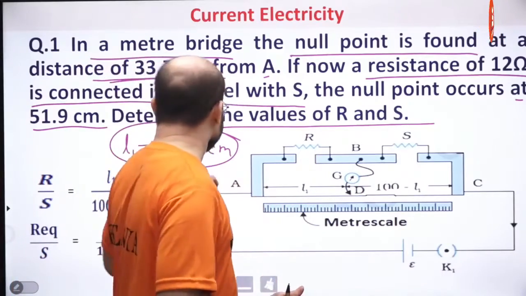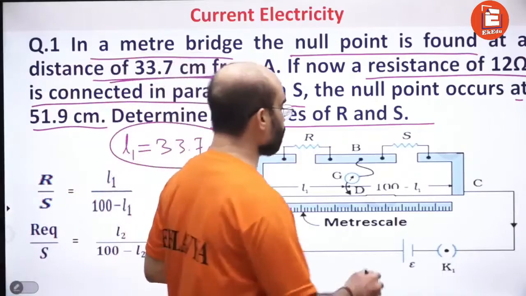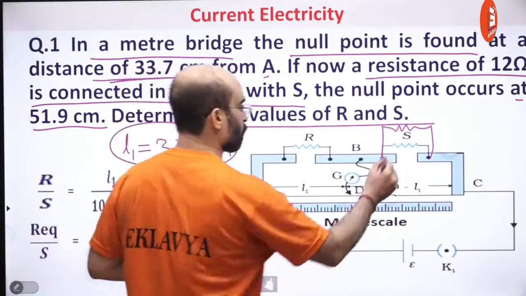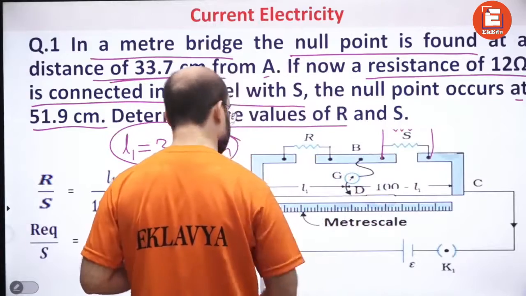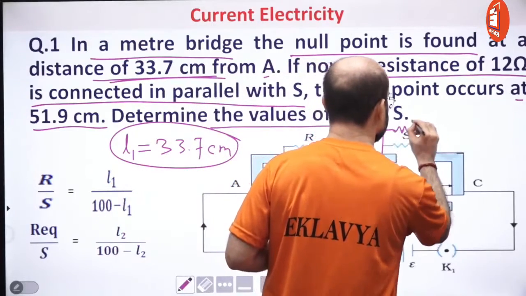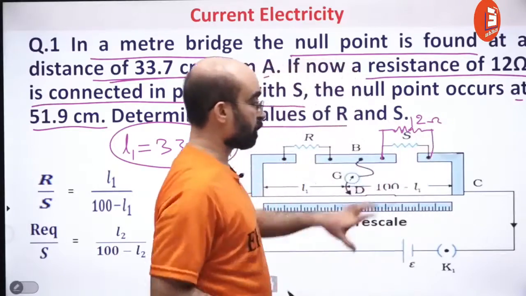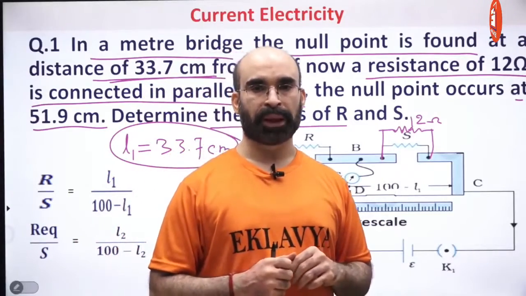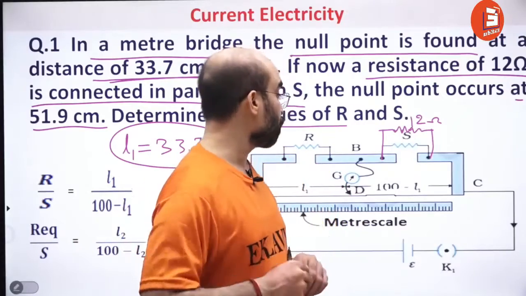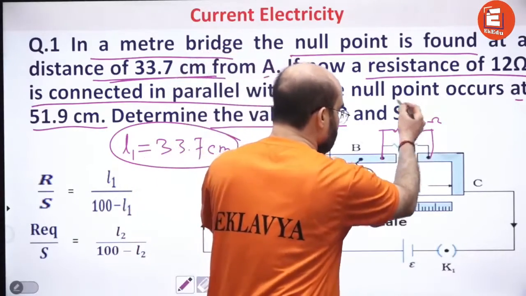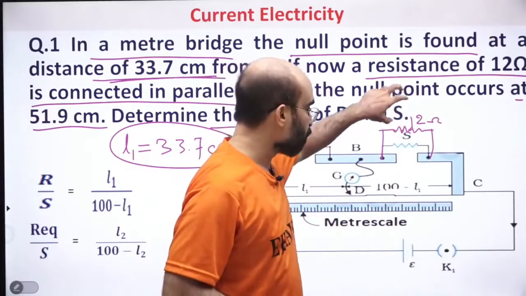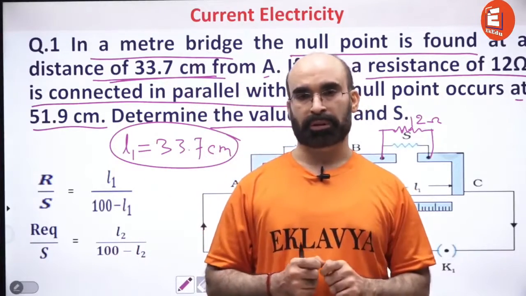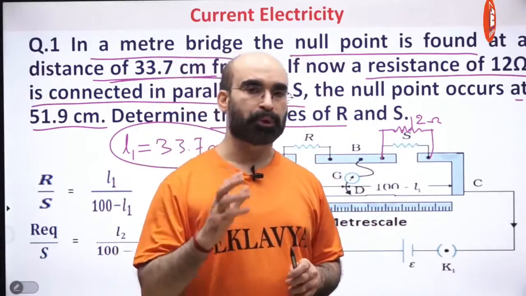Now, if this was the L1, what do we change? We have connected another resistor of 12 ohm in parallel with S. This is the condition. Then do you think the balancing length will be the same? No, that is not going to be the same. It will be different. Why would it be different? Because the equivalent value of resistance connected in this gap has to be taken. So this is a very important aspect in this question. You have to be careful.